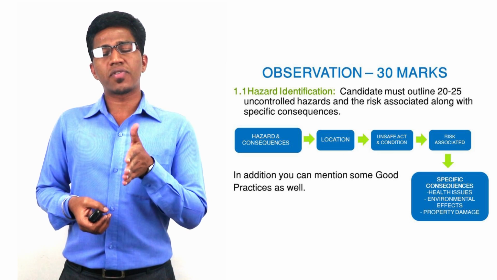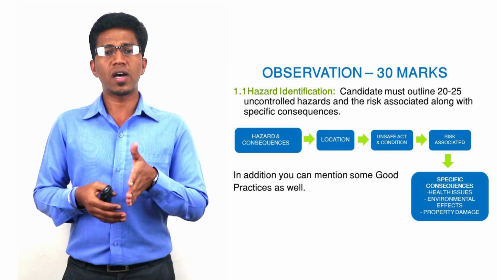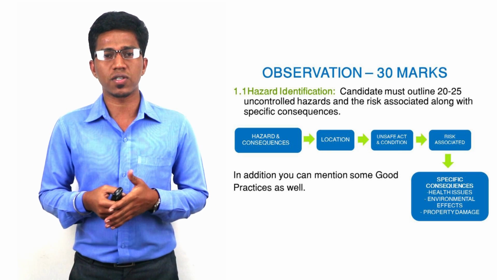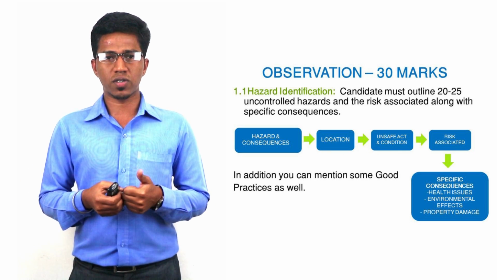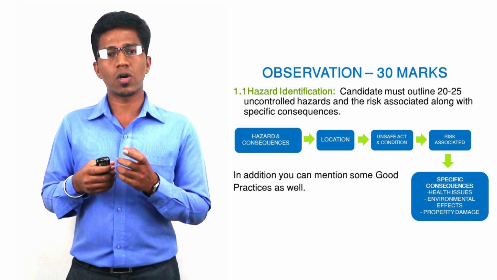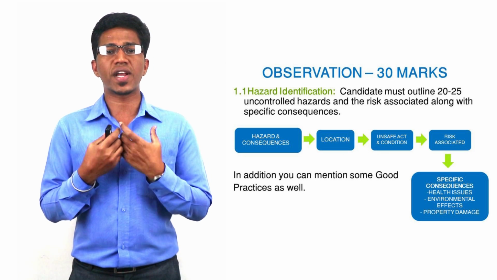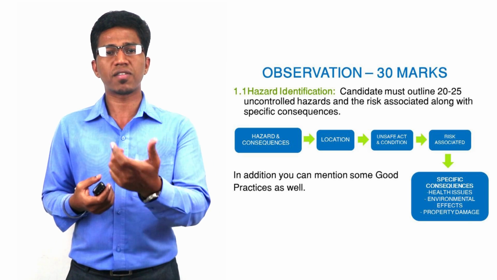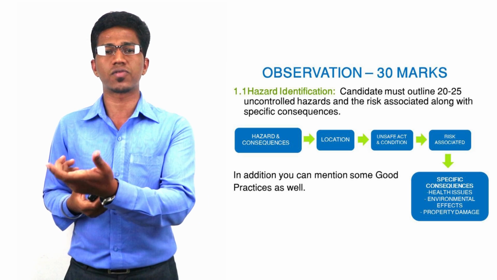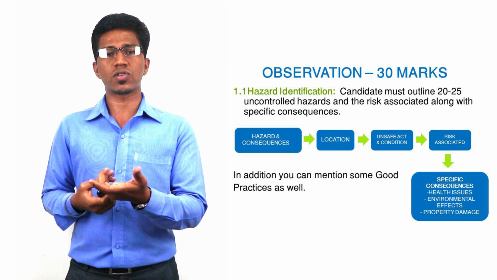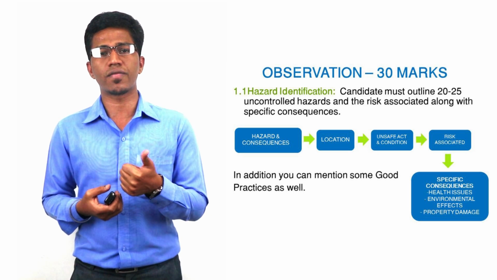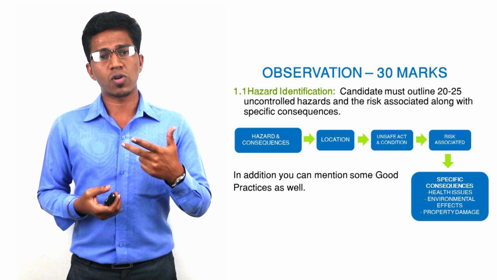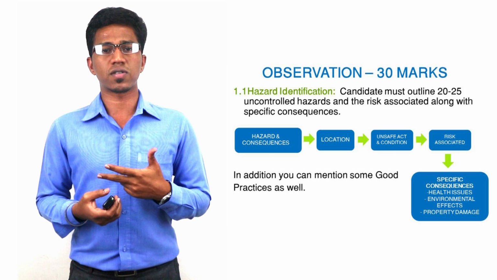So you need to identify 20 to 25 uncontrolled hazards that combine your unsafe acts and unsafe conditions. When you write this particular observation, do not write in 1 word or 2 words. You're narrating the incident that you have witnessed, that particular unsafe act or unsafe condition you have observed. When I write an observation, it must cover the location where I have observed, the risk associated, and also a specific consequence.